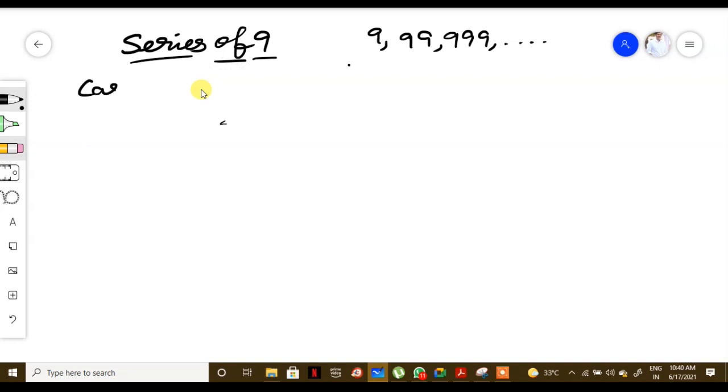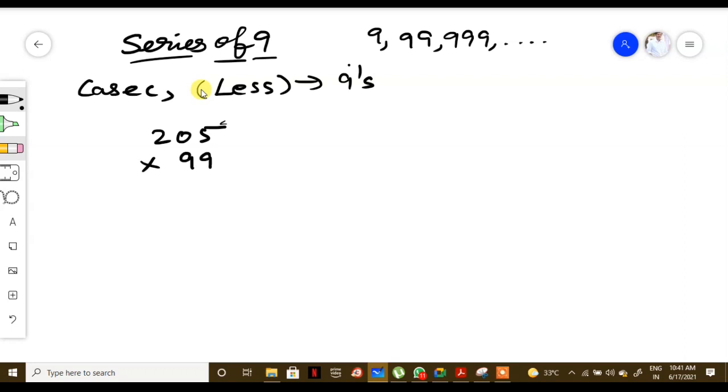Now we go with case C. Case C is the lesser number of nines. Suppose the number is bigger and we are dealing with nines that are lesser; that is the case C method. So how can we do this? Lesser nines means I take an example number like this: 205 into 99, where the nines are lesser, correct?